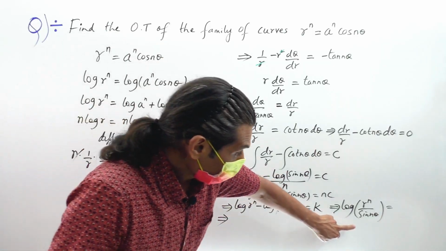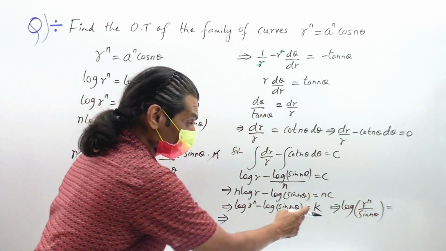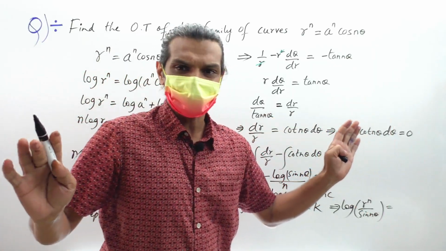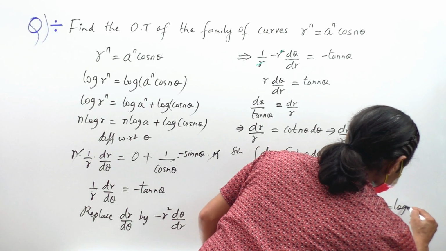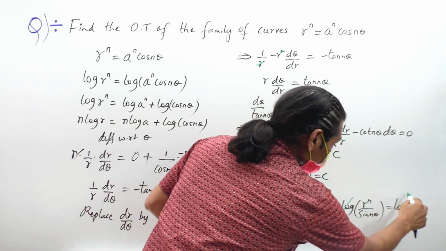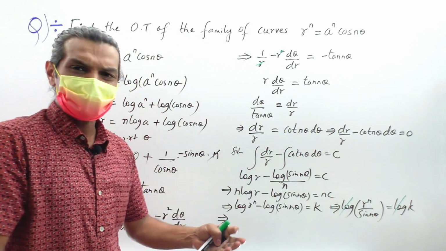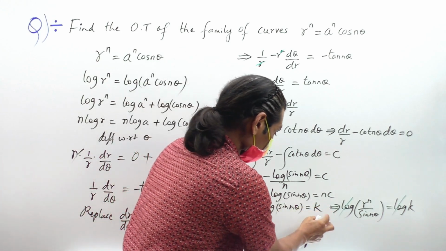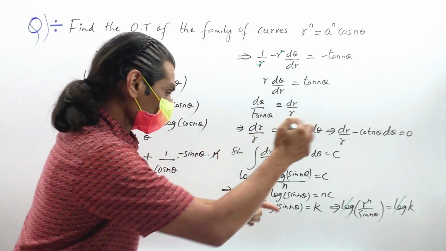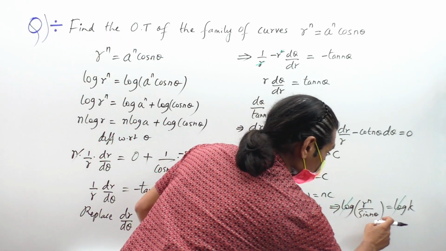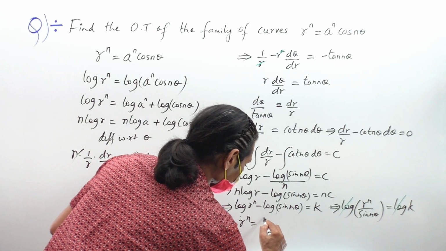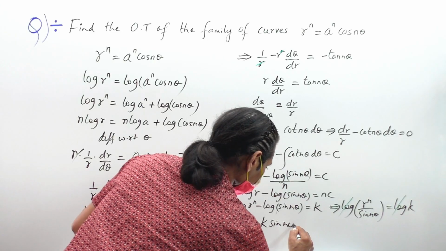Now, log r to the power n by sin n theta is equal to, this is K, right? So K I will take again as log K. Here I take log alpha as log K because a constant is a constant. Why am I taking log K? Because log and log again cancel. Log K will always be a constant, it doesn't matter. But here I can easily write the answer in standard form as per the OT. So log r to the power n by sin n theta is equal to log K, the logs cancel. So we have r to the power n is equal to K into sine of n theta.